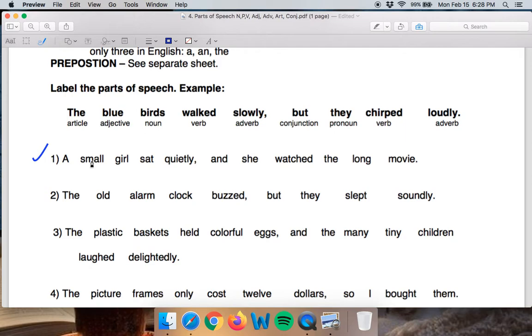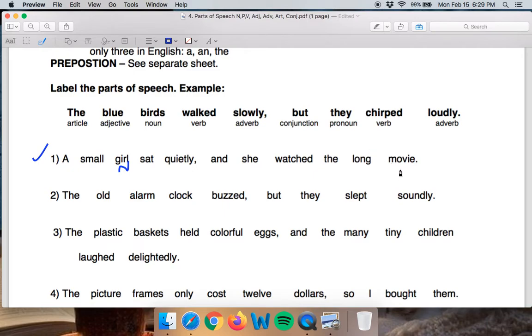I picked up the small. No, small is not a thing. But a girl is a person, right? So girl is a noun. Let's see if I can write an N there. Okay. So what other people, places, or things do we see?